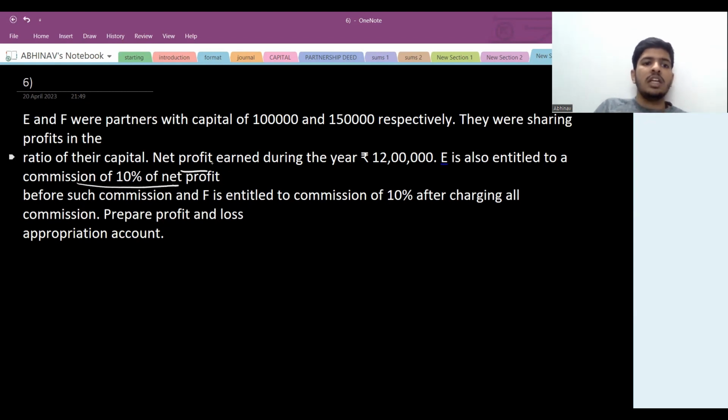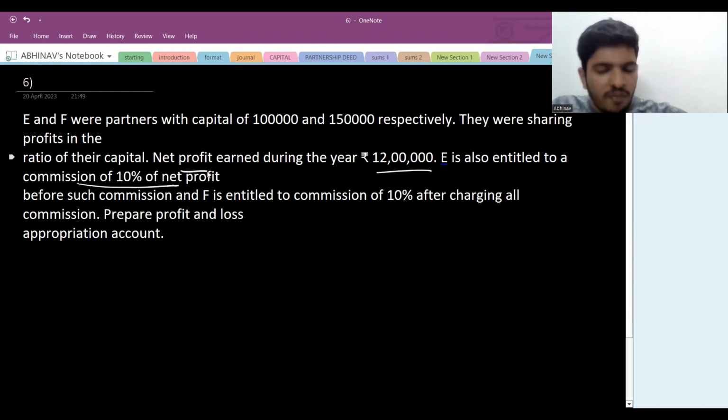Have a look at this. In the profit sharing capital ratio, net profit earned during the year is 12 lakh. E is entitled to a commission of 10% on net profit before charging such commission, and F is entitled to a commission of 10% after charging commission. Prepare profit and loss appropriation account.